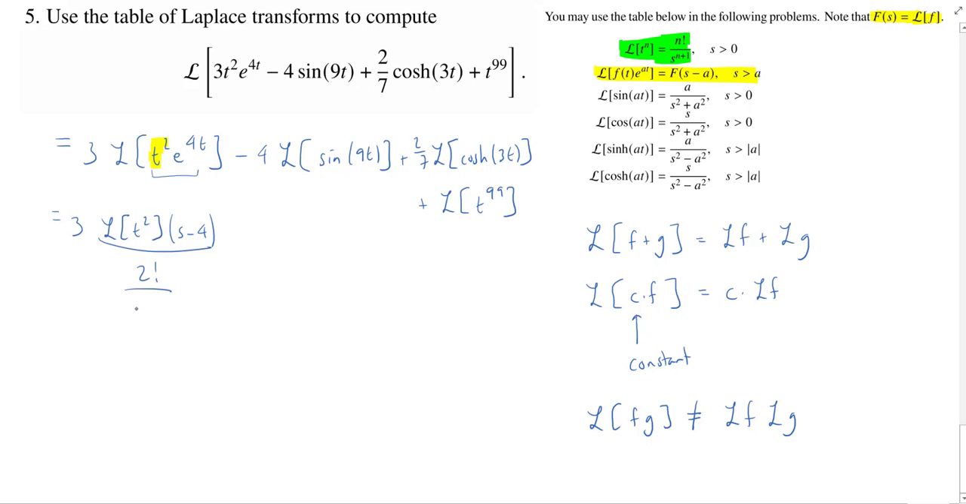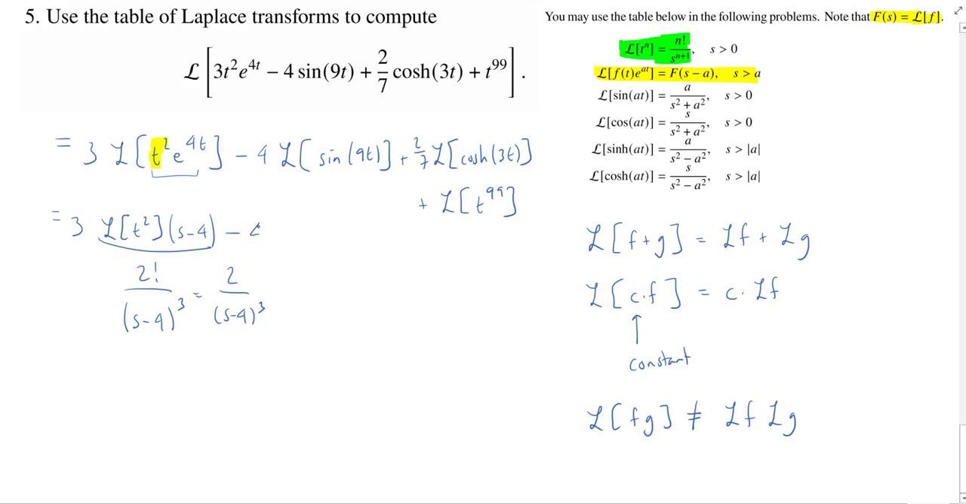Now, instead of the s, though, I want s minus 4. So I do s minus 4 cubed. And there we go. There's the Laplace transform of t squared times e to the 4t. It's just going to be 2 factorial, or 2 over s minus 4 cubed. All right, so 2 over s minus 4 cubed. Of course, there's this 3 hanging around. Fine. Now we get to move on to the next one.